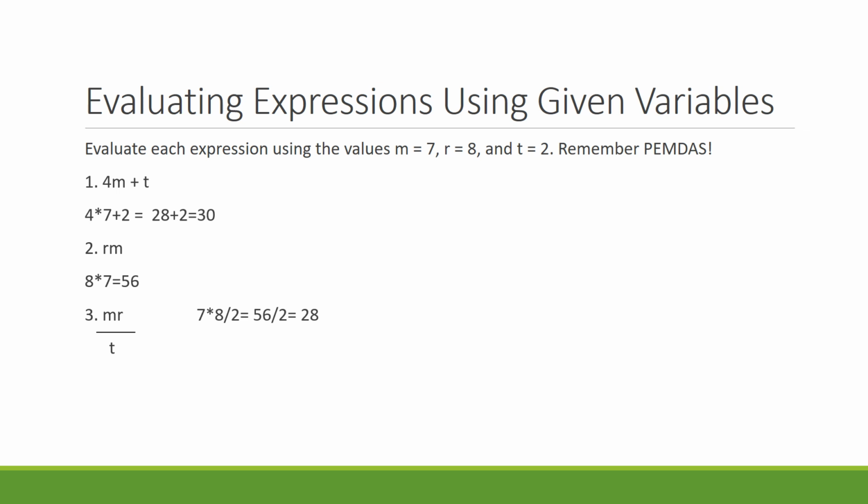Problem number 3. m times r divided by t. Here we have three variables and we need to plug in all three numbers. 7 is m, times 8, divided by 2. Here we have multiplication and division in the same problem. Remember, we want to do whichever operation comes first. So first we have 7 times 8, which is 56. We then divide that by 2, and our answer is 28.